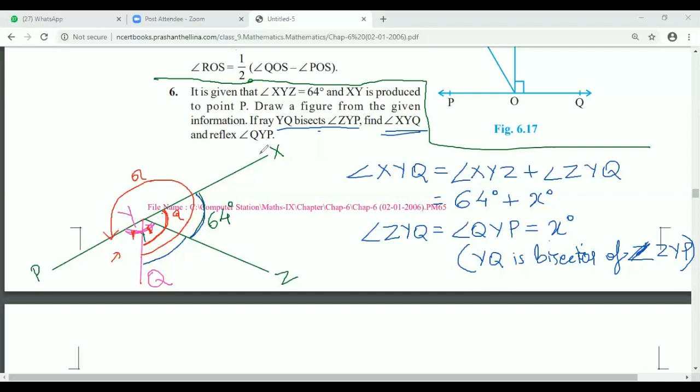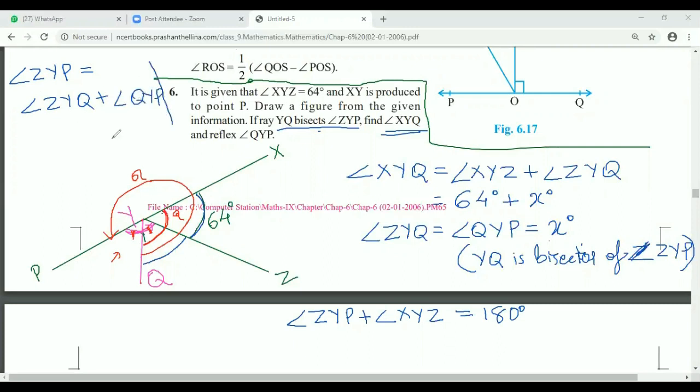ZYP plus ZYX, or XYZ, together gives 180 degrees. Let's write that also. Angle ZYP plus angle XYZ together gives 180 degrees. Among this, ZYP, look at the figure, is the sum of ZYQ and QYP. You can see the same thing in the figure: angle ZYP is the sum of angle ZYQ plus angle QYP.